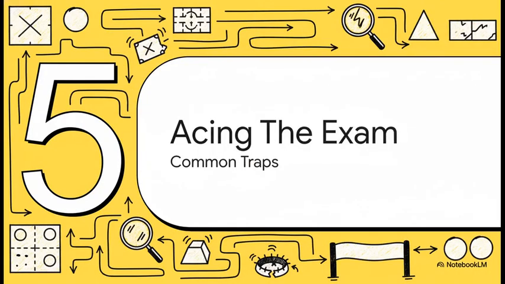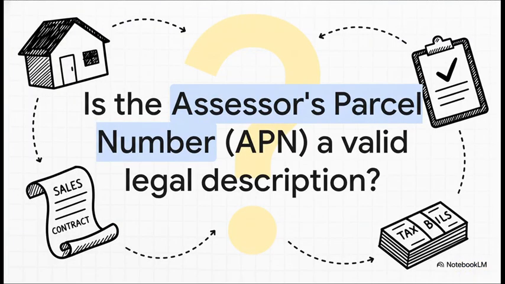We are in the home stretch now. This last section is all about avoiding the dumb mistakes, the little traps the exam loves to set for people. These are the things you need to see coming a mile away. So let me hit you with a classic exam question. You're looking at your client's property tax bill, and you see a number on there called the Assessor's Parcel Number, or APN. Now my question to you is, can you use that number as the legal description on the sales contract? Think about it. Yes or no?